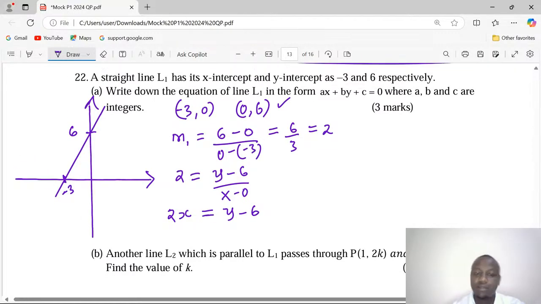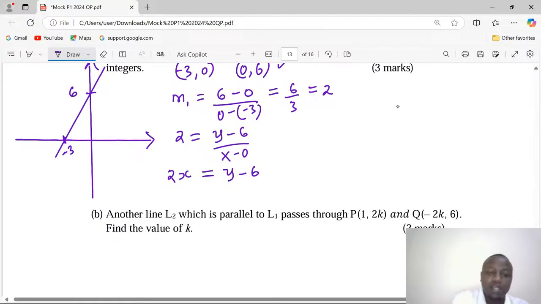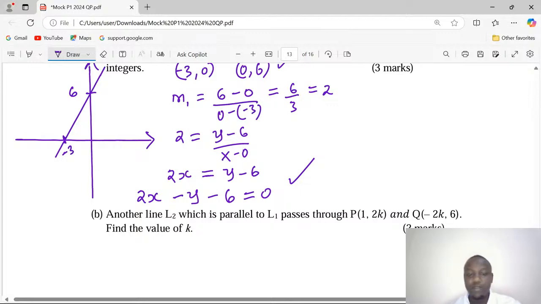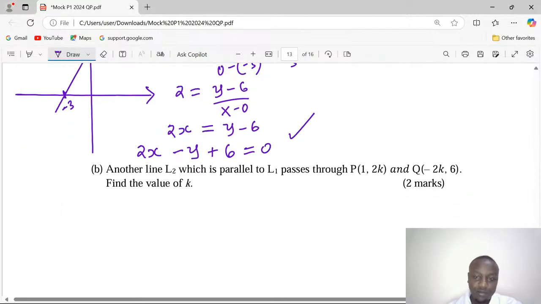Now with this, we can rearrange our equation to take the format which has been dictated there. So we have to begin with our 2x, then minus y minus 6 equals to 0. That is now the equation in the format that we want it. But remember, 6 being negative has to become positive to this side. So that will be +6, sorry.